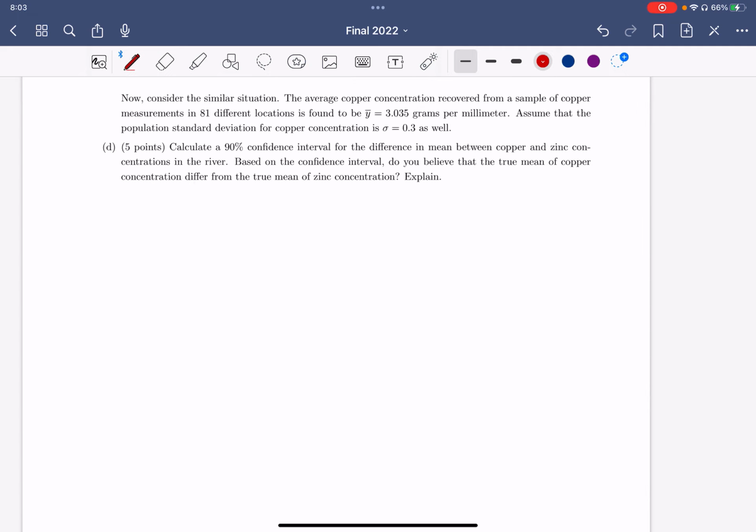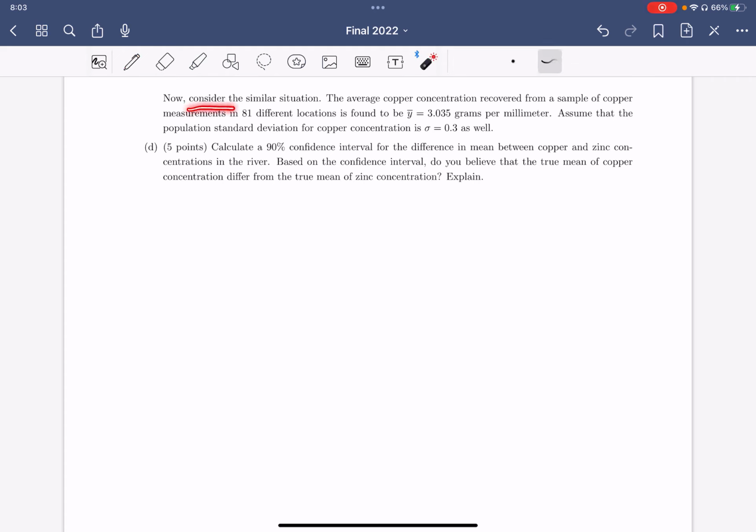We have one more part here, sorry. So the next one is, now consider a similar situation. The average copper concentration recovered from a sample of copper measurements in 81 different locations is found to be Y bar equal to 3.035 grams per millimeter. Assume that the population standard deviation for copper is sigma equal to 0.3 as well. Can you calculate a 90% confidence interval for the difference in mean between copper and zinc concentration? So basically, here you need a 90% confidence interval.